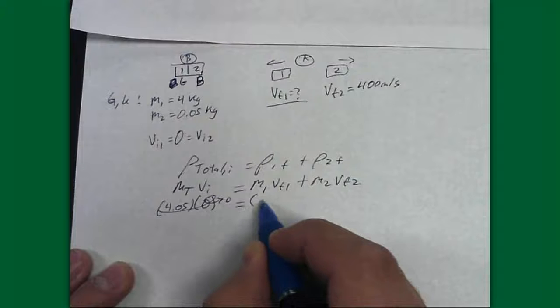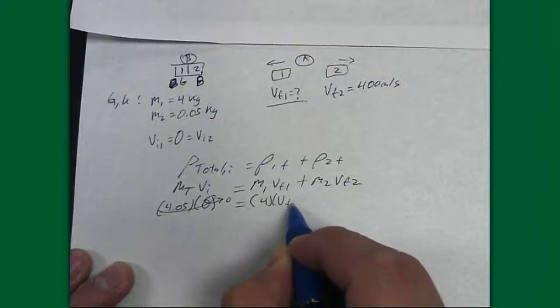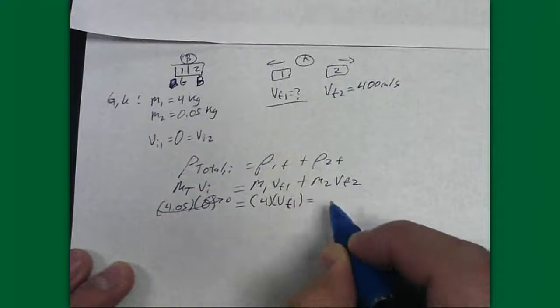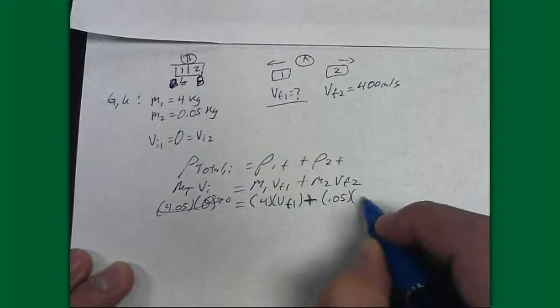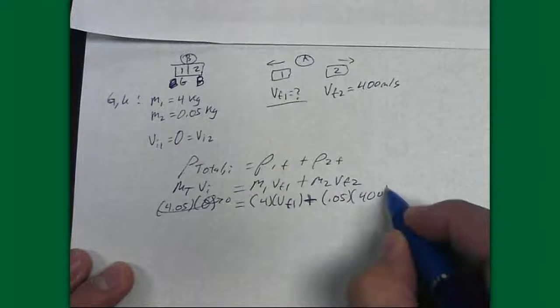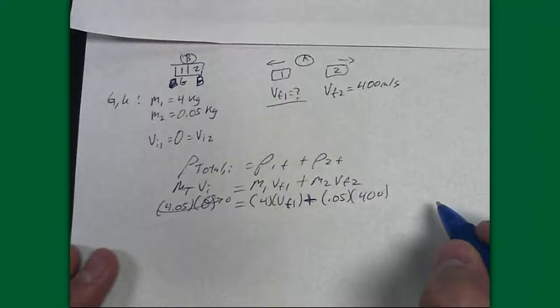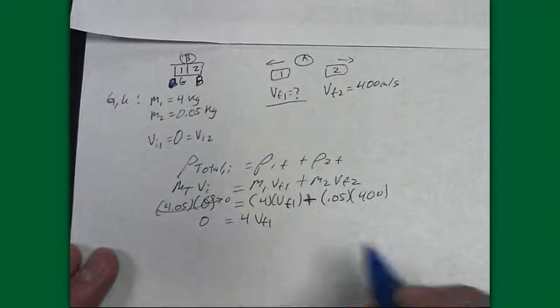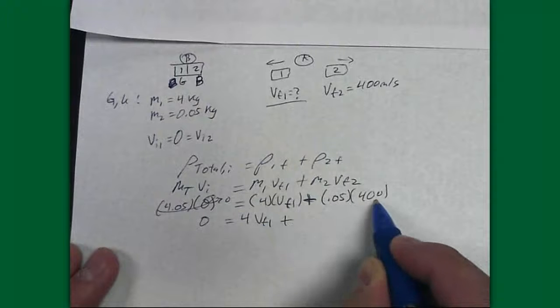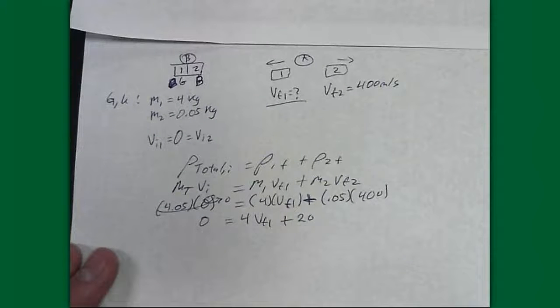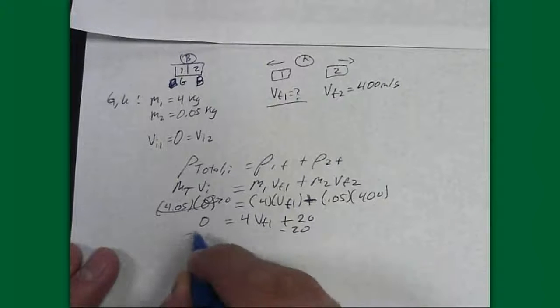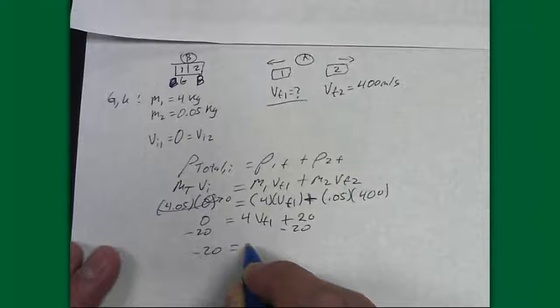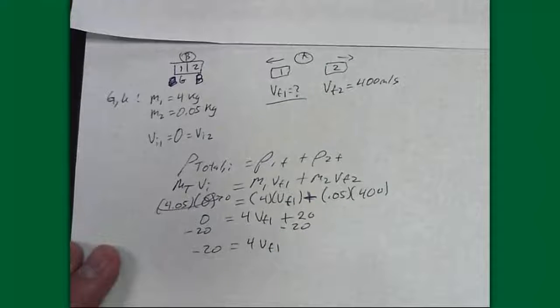That's equal to mass 1, which is 4, times VF1, which is what I'm trying to find, plus mass 2, 0.05, times velocity 2, 400. All right, so we have 0 over here, and that equals 4 times VF1 plus 0.05 times 400, which gives me 20. The next step would be to subtract 20 from this side. I get negative 20 equals 4 VF1.